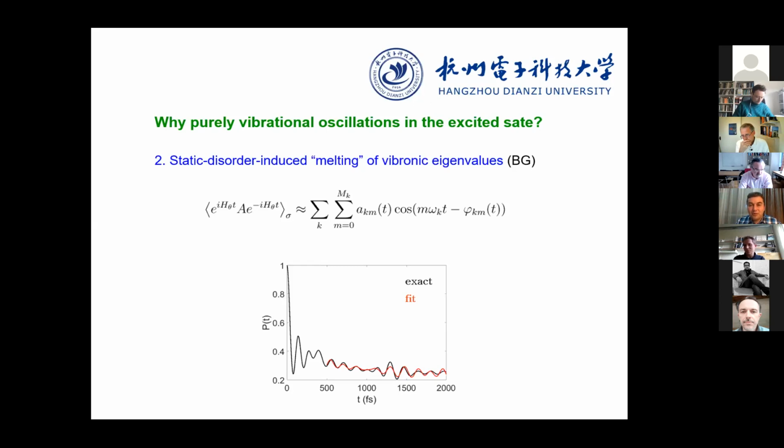We know how to calculate excited state absorption. It just requires more numerically intensive calculations. But we plan to do that.